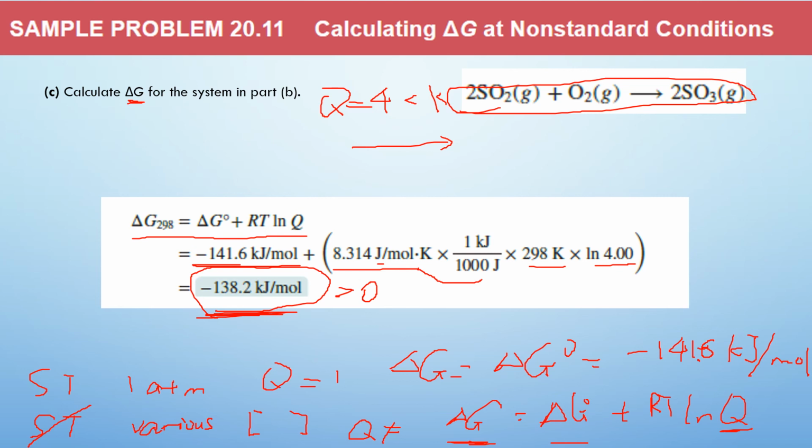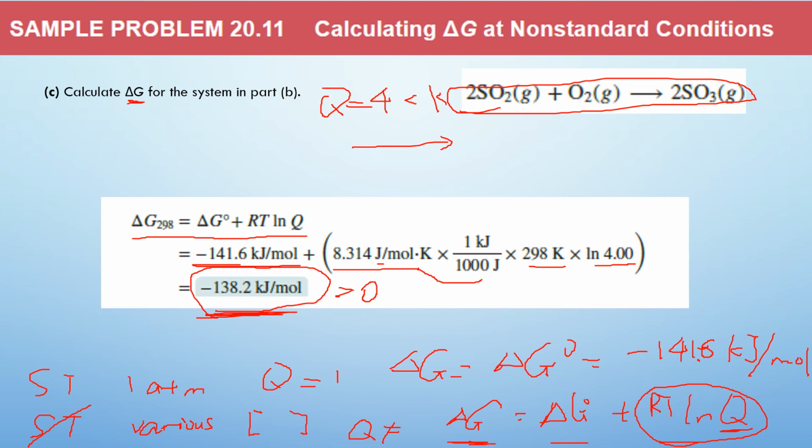But as you can predict, if this Q value is even greater, way more or close to the K value, that will make this term here very positive. So when it is close to the magnitude of delta G naught, your delta G will be close to 0. And in that case, the reaction will become less spontaneous.